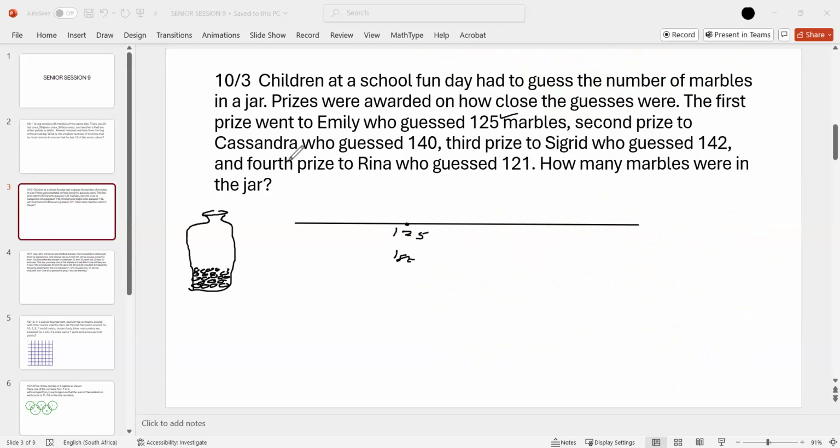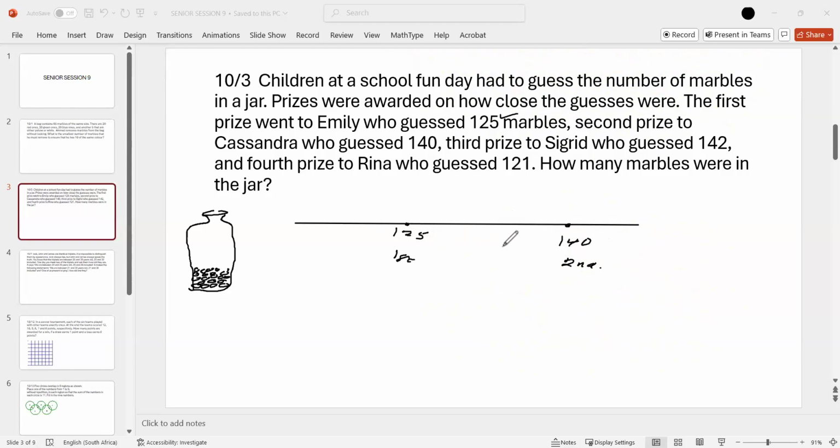Then the second prize went to Cassandra, who guessed 140. Well, on the number line, 140 is further down. She came second. That means Emily was closer to the correct answer than Cassandra. 125 is closer to the correct answer than 140. Now, can we estimate where the correct answer should be?